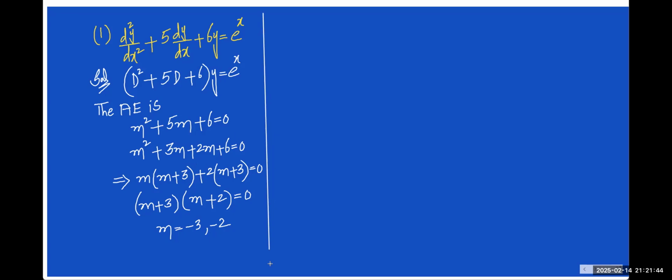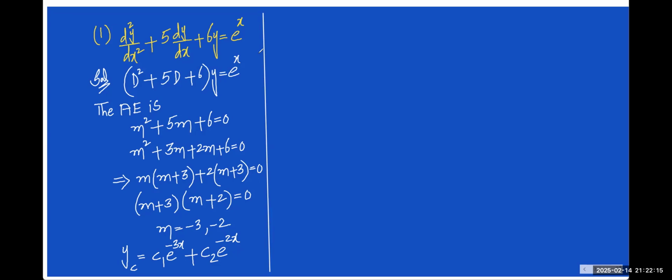We are least bothered about the procedure. We are bothered about whether the roots are correct or not, because the next step depends upon the correct roots. The way of writing yc, can you tell me now? C1 e to the power of minus 3x, C2 e to the power of minus 2x, because we are getting distinct roots, minus 3 and minus 2.